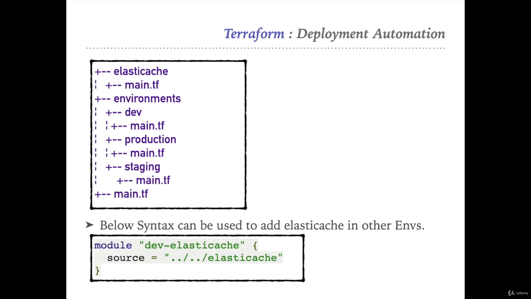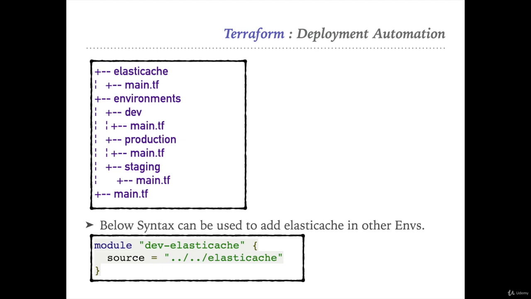So we simply need to define module, then the module name, and open the curly braces. This is called the body of the module, and here you need to define the source and the relative path of your module. Here you can define either the relative path or the absolute path. There is no limitation, but we need to define the path of the module, that is, which module I want to include in my Terraform configuration. Suppose we want to include that module inside the dev environment. We will define a module like dev hyphen elastic cache, with source equal to the relative path or the complete absolute path of your elastic cache module.